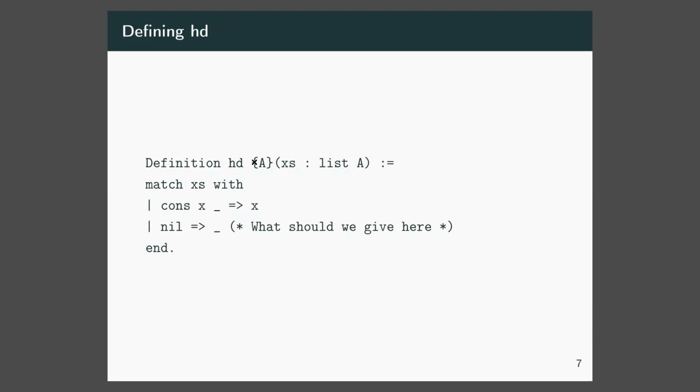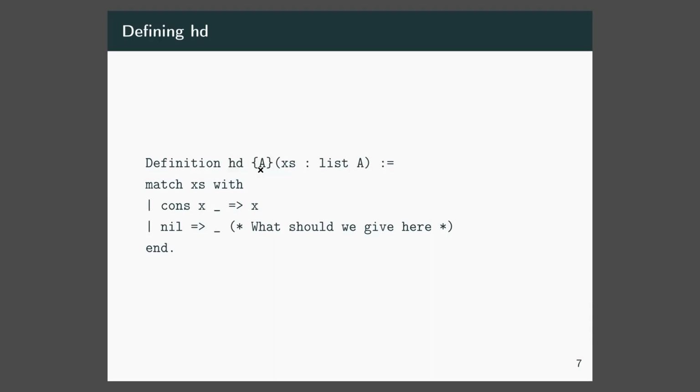So your definition would look something like this: head A xs. Now let me just explain one important point here. If I write something in a curly bracket, this A, what it means is that this argument is implicit. So when I call head, I don't have to give A, and Coq will fill that in for me. So I just have to do head xs to get the head of this.